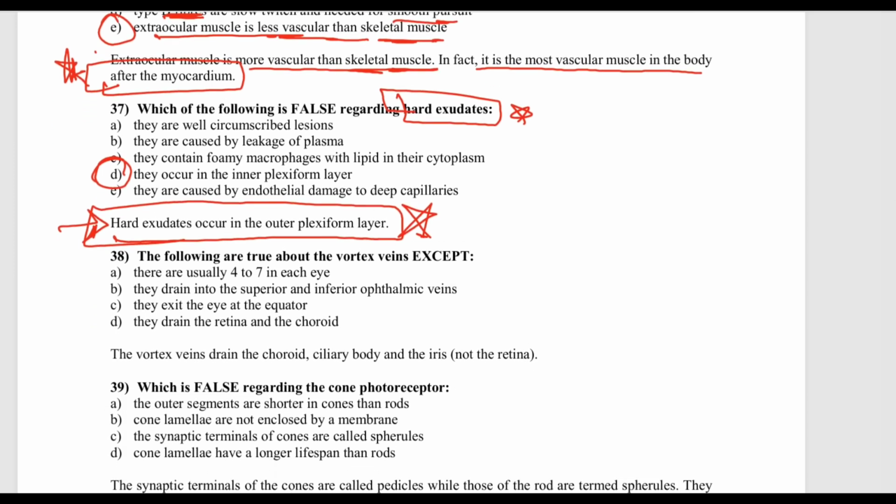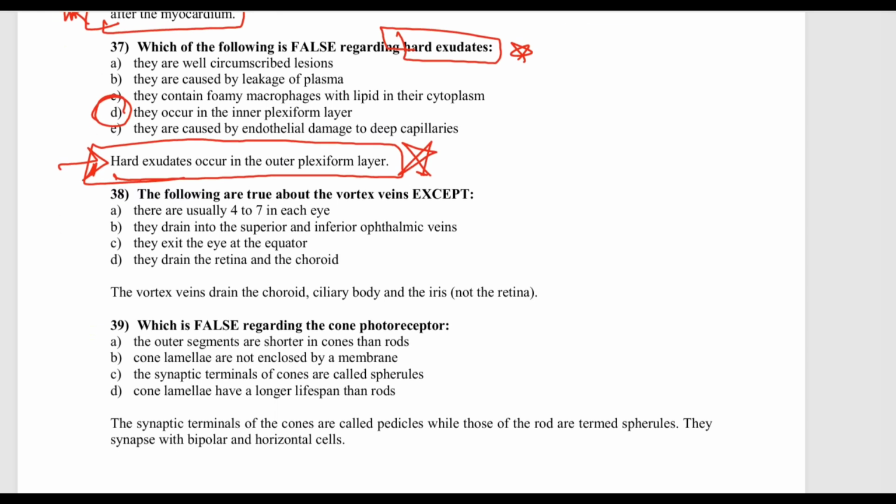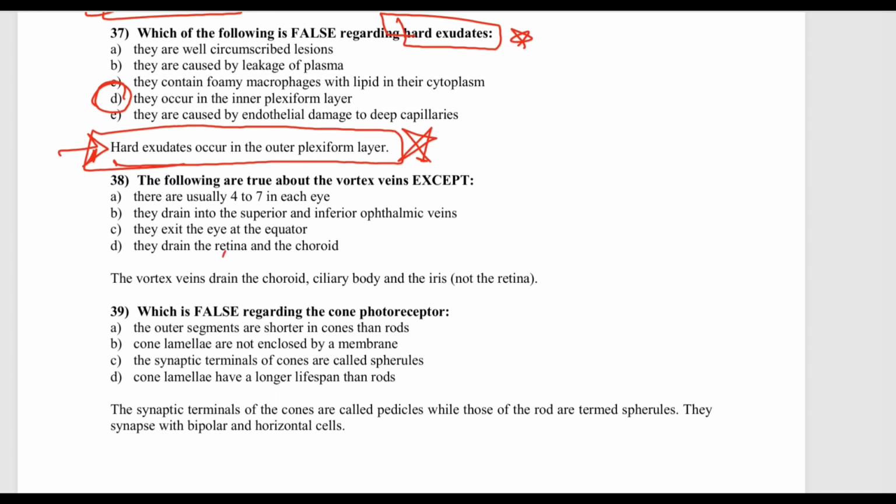The next question is: the following are true about the vortex veins except. The options are: they are usually 4 to 7 in each eye; they drain into the superior and the inferior ophthalmic vein; they exit the eye at the equator; they drain the retina and the choroid.